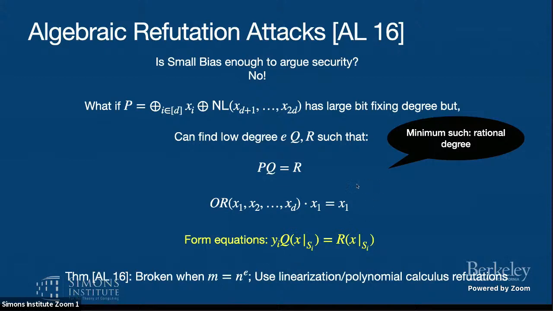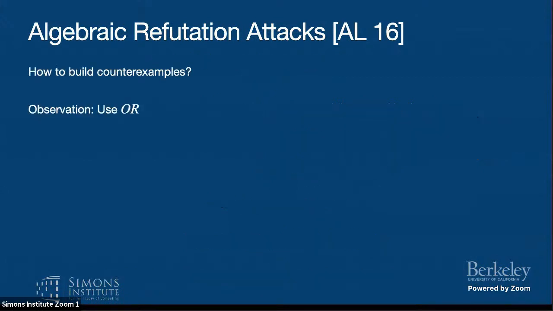By the way, this degree E, which I was mentioning, is actually called the rational degree, the minimum degree for which you can multiply P with, so you get a lower degree polynomial R. And it's not just a proof thing. Actually, you can give explicit counterexamples.